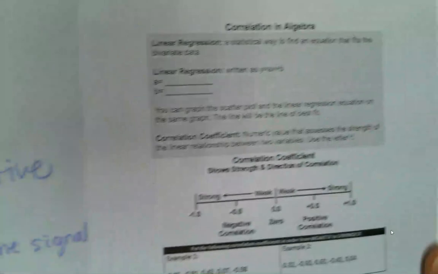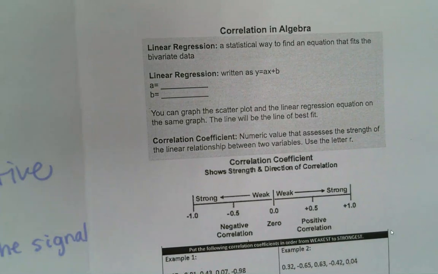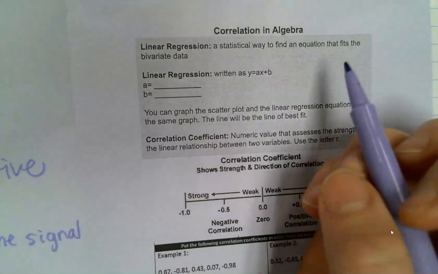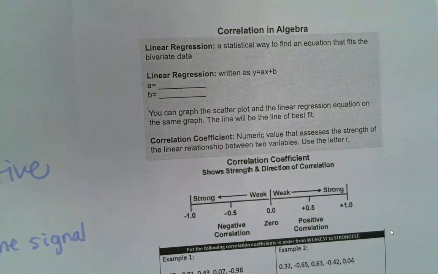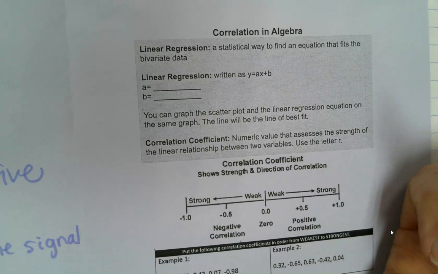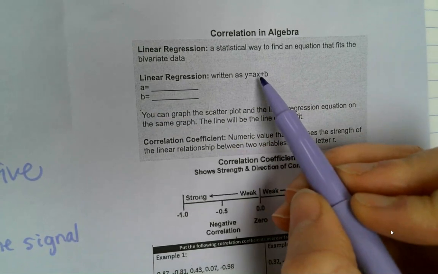All right, let's go to correlation coefficient. So correlation in algebra. We can describe it in words, but we can use our calculator to describe it as an equation and as a value that tells you how weak or strong it is. So linear regression, we've already learned this, where we put in L1 and L2, and then we do linear regression to get our equation. It comes up with the line that fits that data, and it's written as y equals ax plus b.